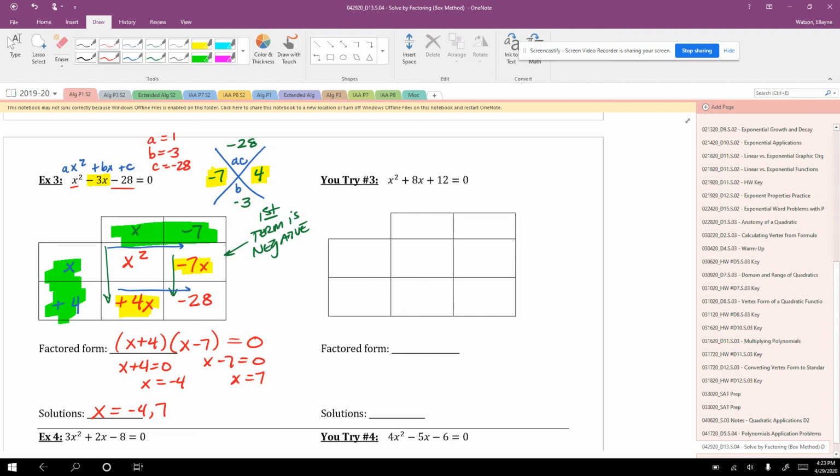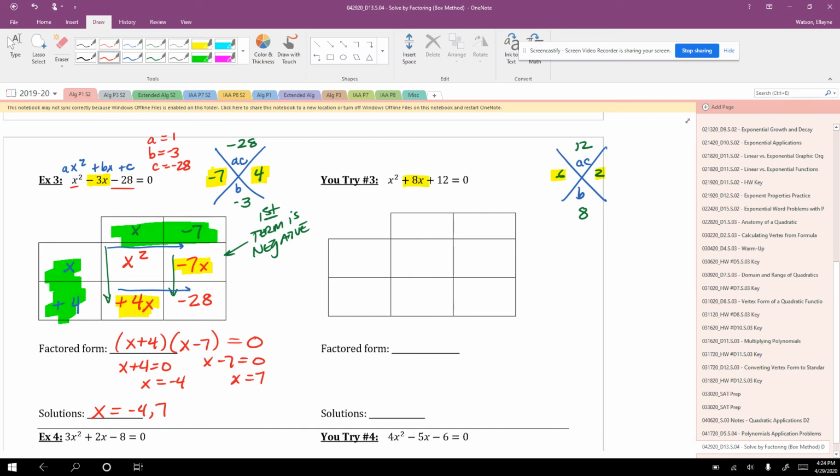Okay, so I'm going to run through this one. There's no GCF, so I can go to step 2, which was play the x game. So this is a times c, this is b. So I'm looking for two numbers that multiply to 12 and add to 8. Okay, my two numbers are going to be 6 and 2, because 6 times 2 is 12, 6 plus 2 is 8.